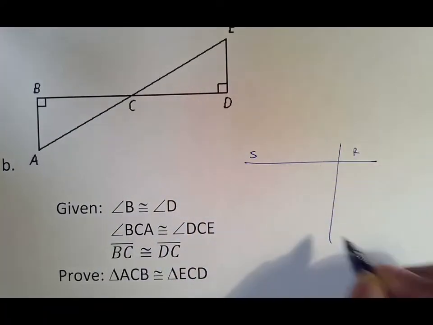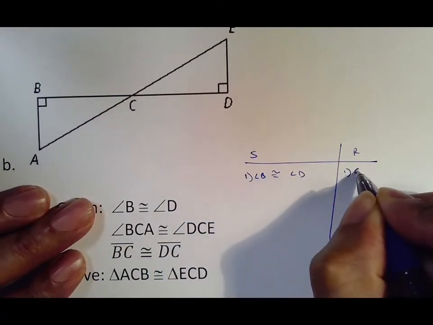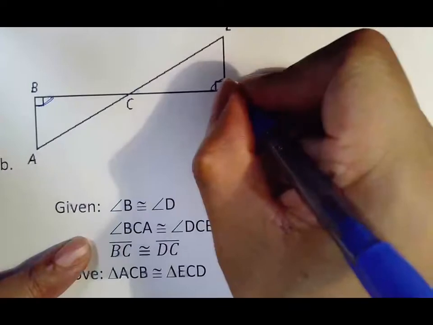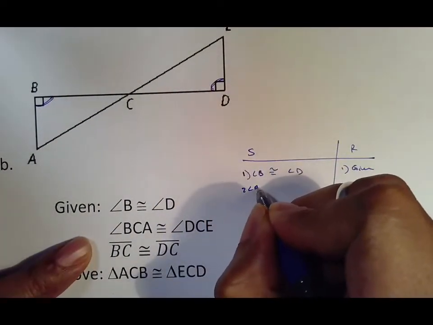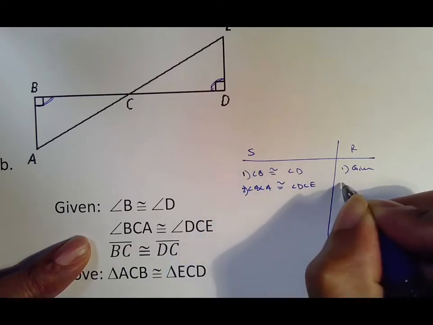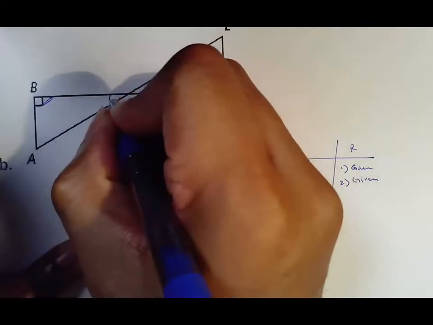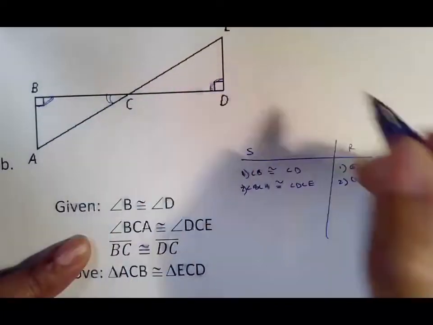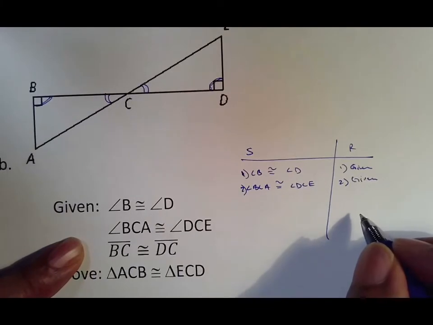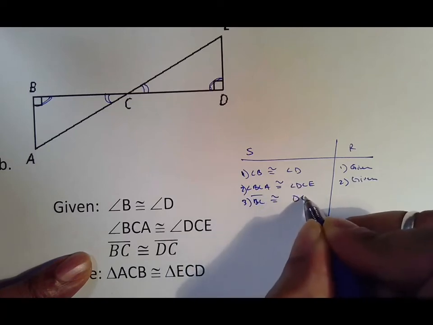Again, statements, reasons. Number 1, angle B is congruent to angle D. That's given. So B is congruent to D. That's a given there. I'll just go ahead and mark those so we can see it. 2 is angle BCA is congruent to angle DCE. That is also given. So BCA would be this angle. That would be 2 because that was on 1. And DCE is this one. So now we've got 2 angles. And then number 3 is BC congruent to DC.